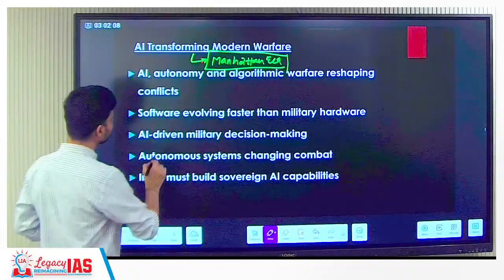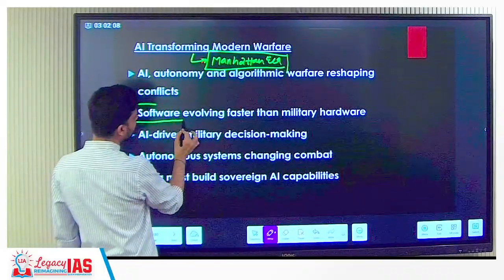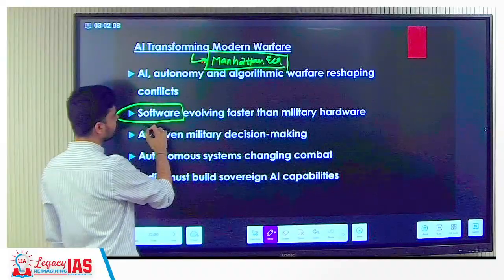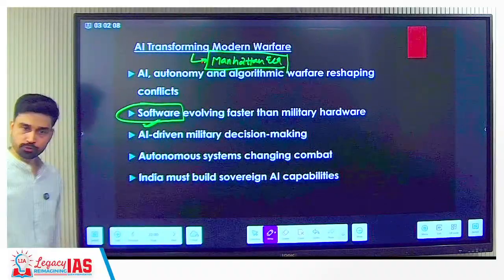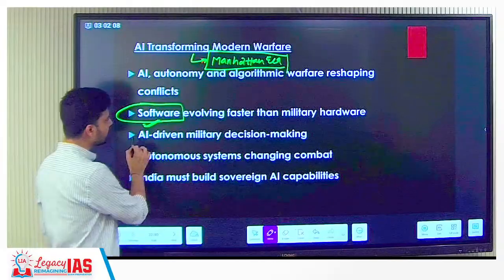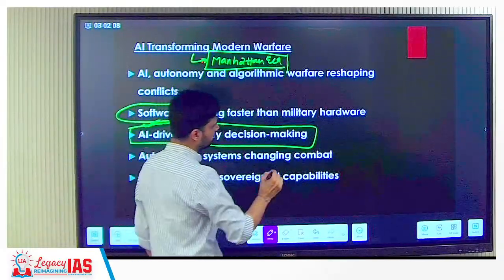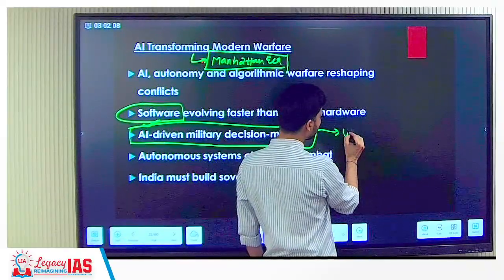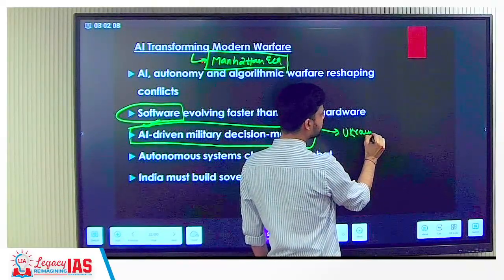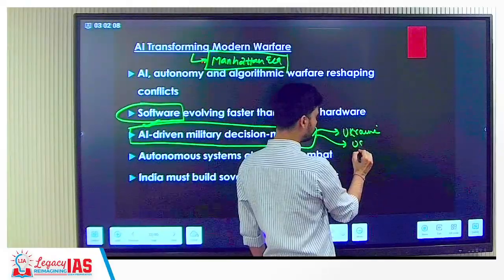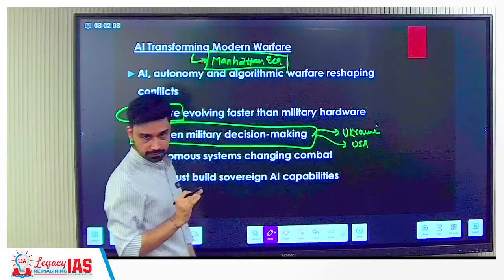Now, what is the observation? It is that instead of hardware in the military sense, what is evolving at a much faster rate? Software. That is the observation. AI-driven military decision making is being seen amongst many countries of the world. And for this particular topic or article, two countries are being studied. One is Ukraine, the other is the US.